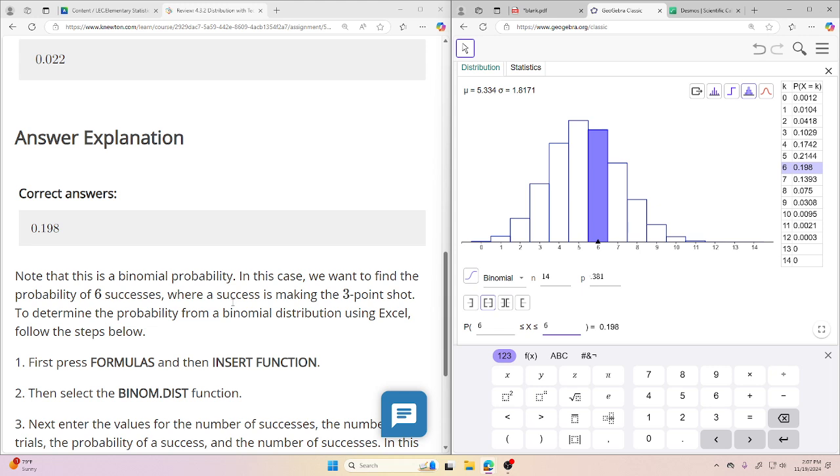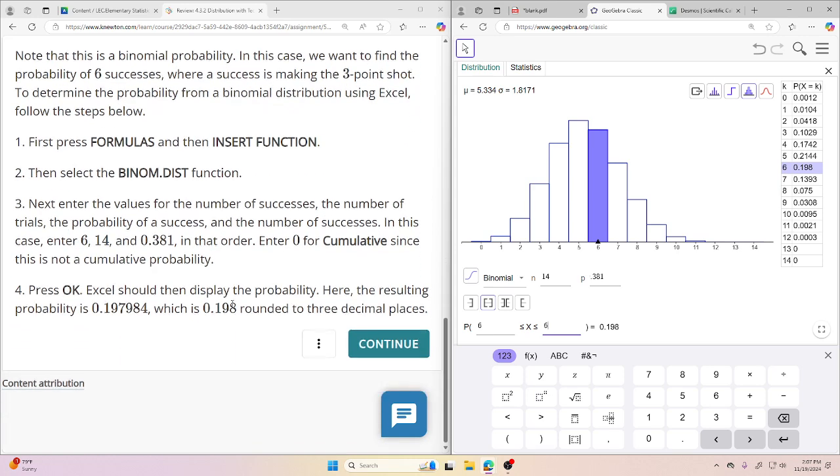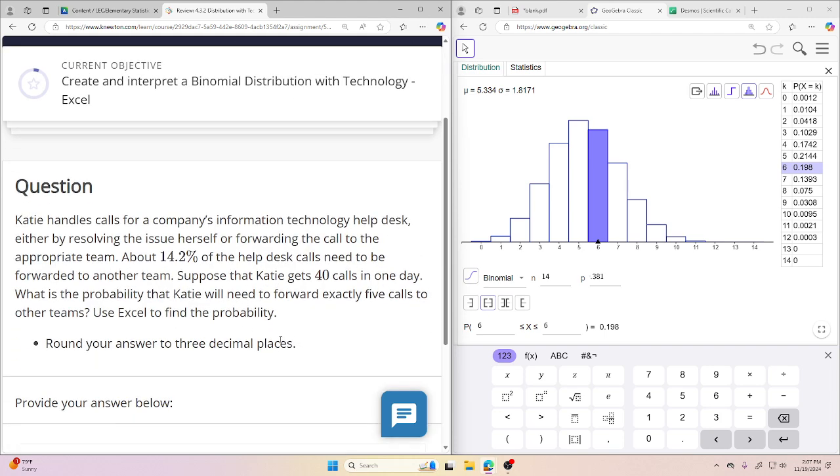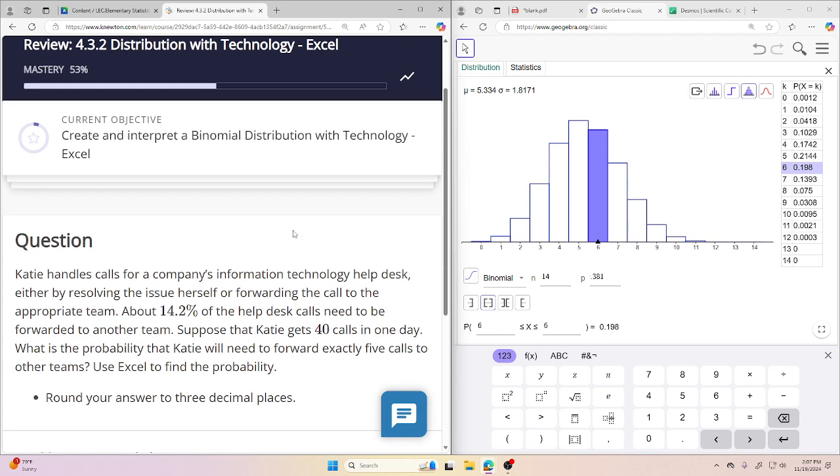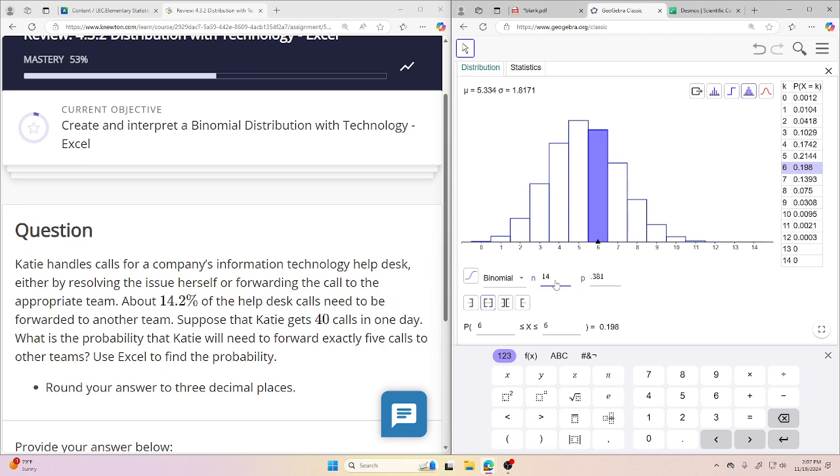I have to think about it for a second. Which one am I actually using? Let's do another one then. Okay, let's pause. Which one would make the most sense here? So I've got 14% needs a forward to call. Suppose he gets 40 calls a day. What's the probability of forwarding exactly 5 calls? You say binomial? Because I got a total, I got an x, and then I got a probability. Yep. So yeah, let's do binomial.